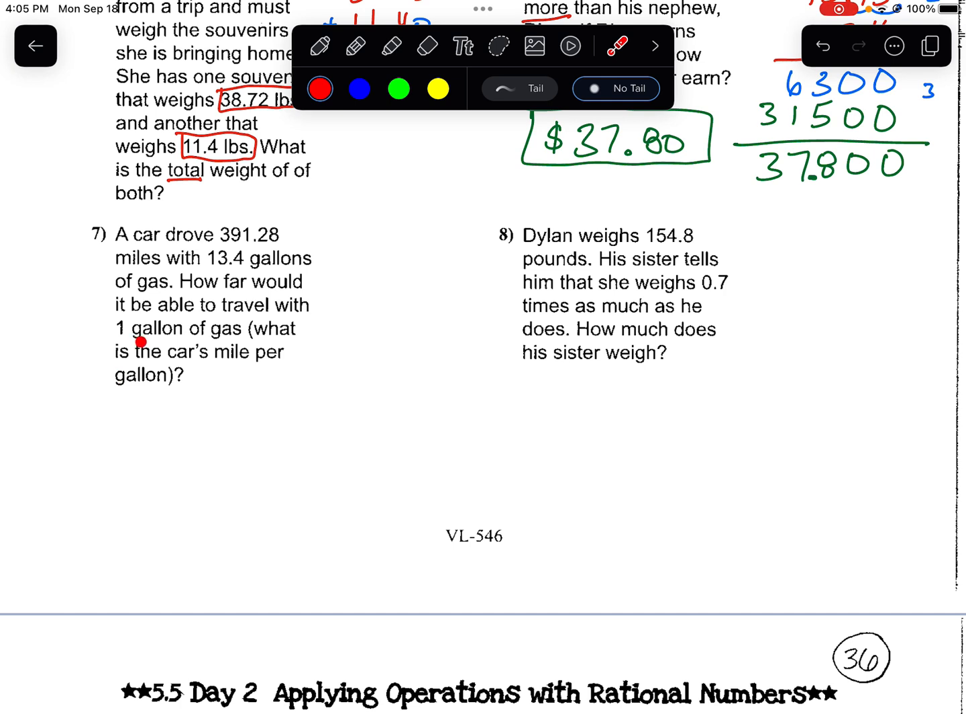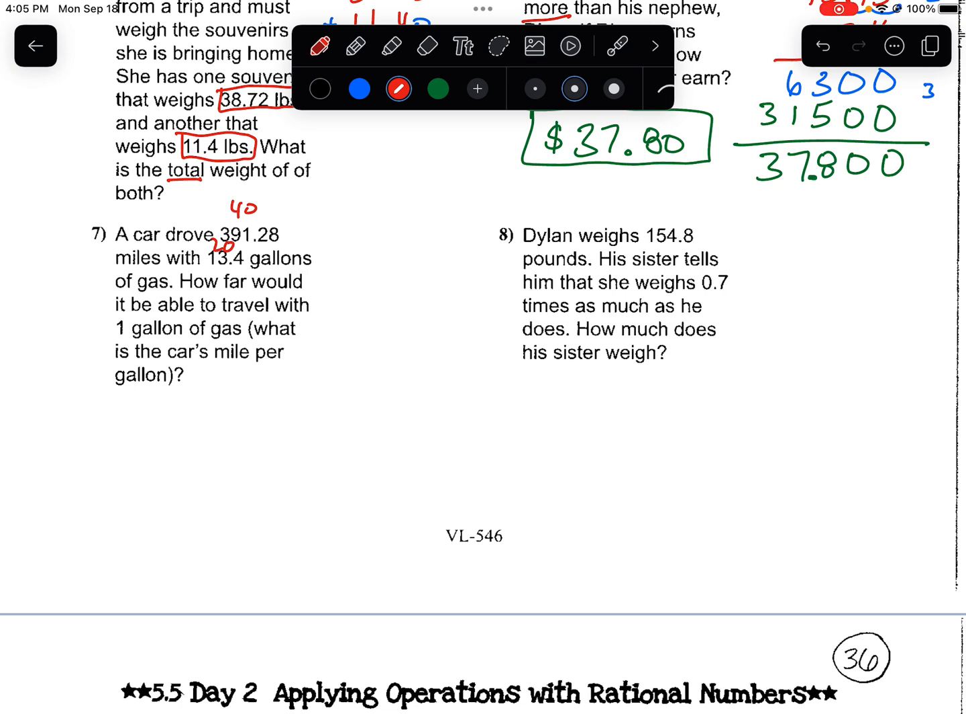If you're struggling with what operation, again, I like to use something called our easy number strategy, which is, let's pretend it says the car drove, I don't know, 400 miles with, instead of 13, let's say 20 gallons of gas. So, heck, you don't even need to use 400. Let's say it went 40 miles with 20 gallons of gas. How far will it be able to go with 1 gas?